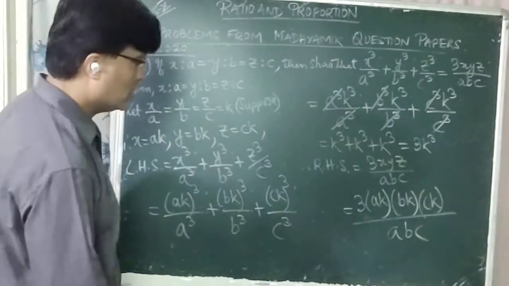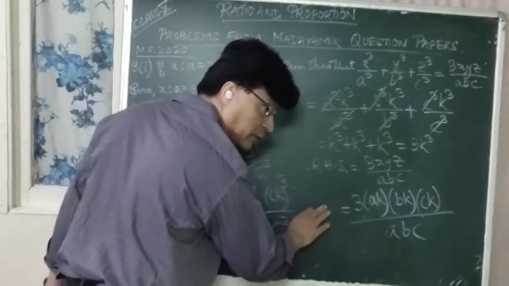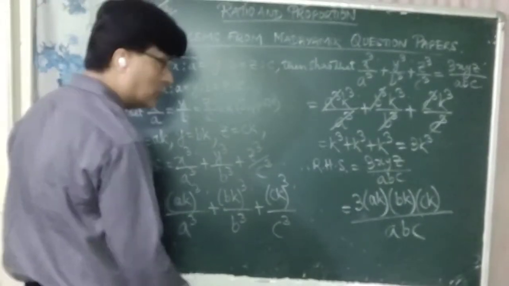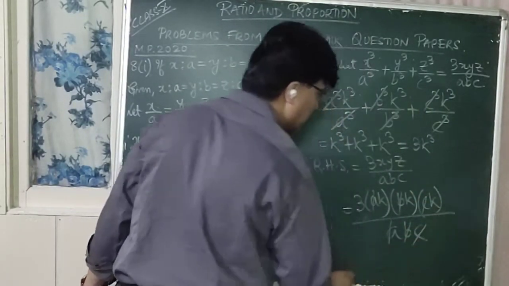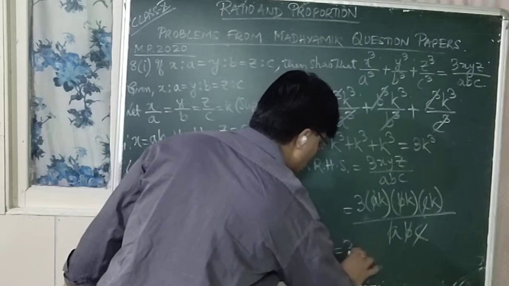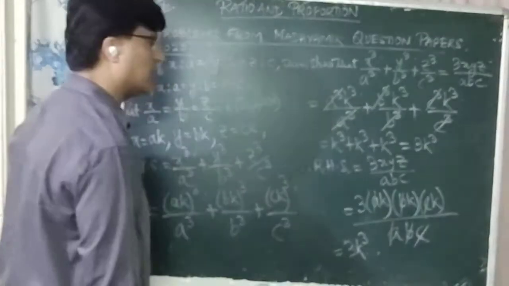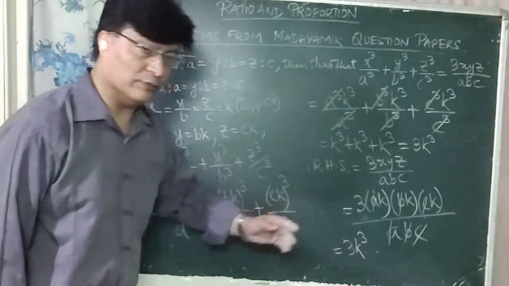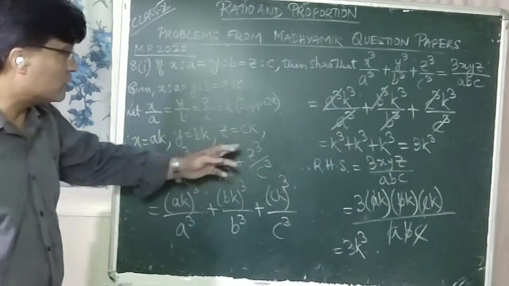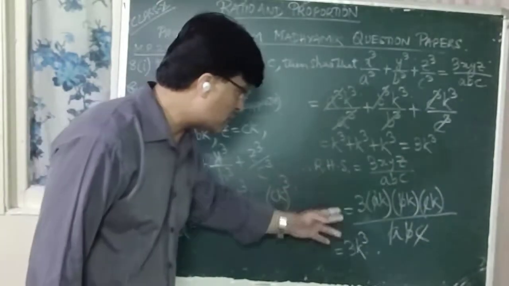That means here you can cancel the similar terms from both the numerators as well as denominators. So here you can cancel a, b and c. That means which is equal to, what is the value here? It is 3k cube. That is, the right hand side is also 3k cube. LHS is equal to 3k cube. Right hand side is also 3k cube.